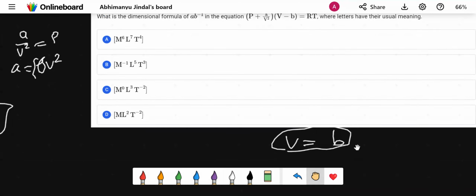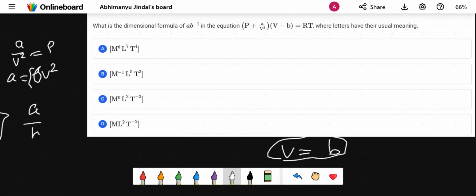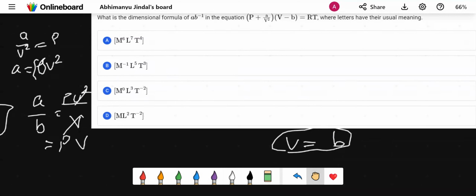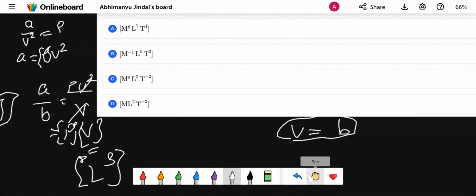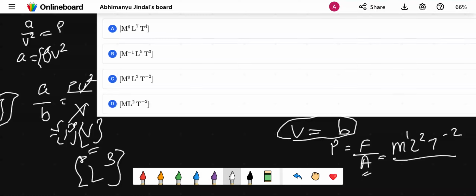So when I try to find a by b, which is pv square by v, I'm going to get pressure into volume. Now all you have to do is, volume is length cube, because it's meter cube. Pressure equals force by area. Force was mass into acceleration, so m1 l2 t minus 2, and area was length square, so it becomes m1 t minus 2 l cube.